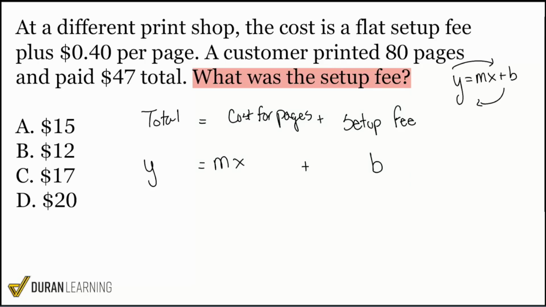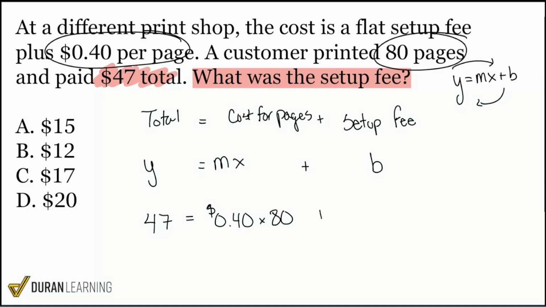Cool. So now that we see this, what was that total amount that we paid? Well, that's right over here, $47 total. So I'll go ahead and replace y with 47. Then we have the rate times x. So the rate per page times the number of pages, that is going to end up being 40 cents per page multiplied by the 80 pages right over here. And then we're looking for that setup fee, the beginning amount. So there we are, everybody.